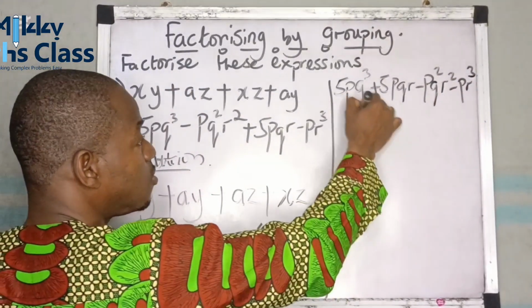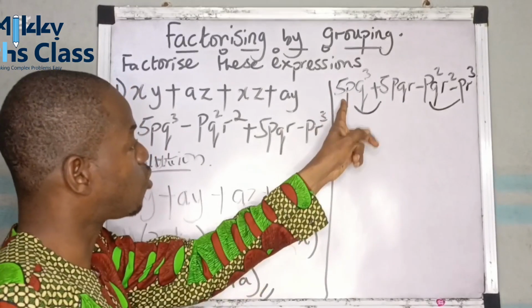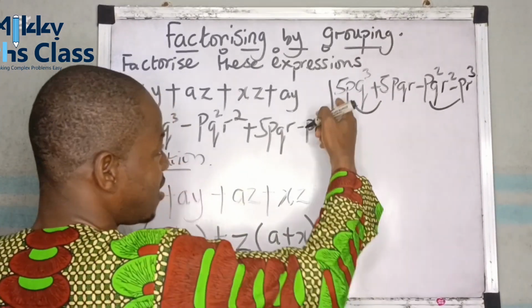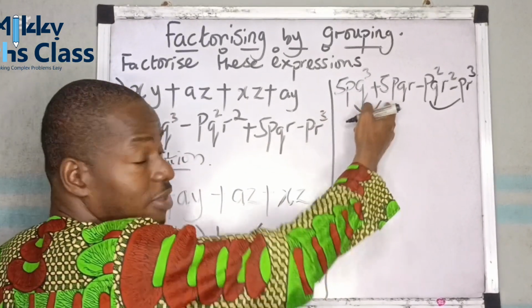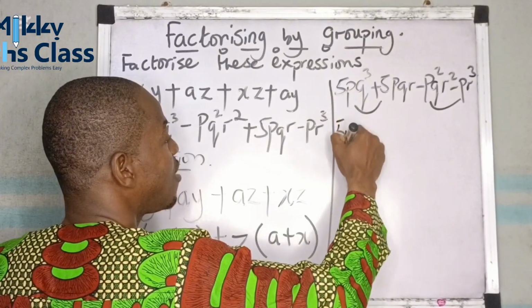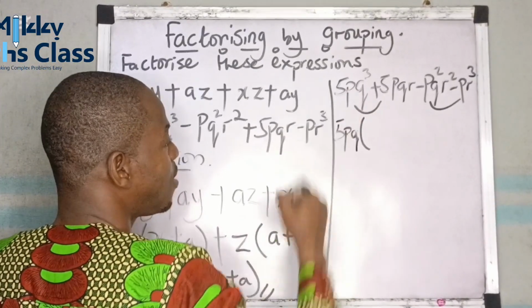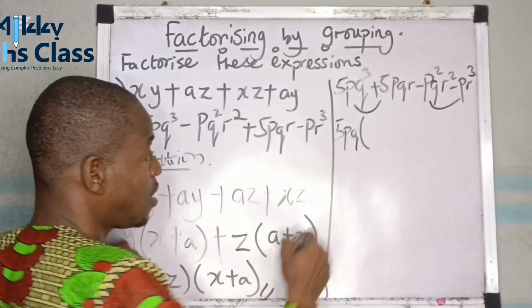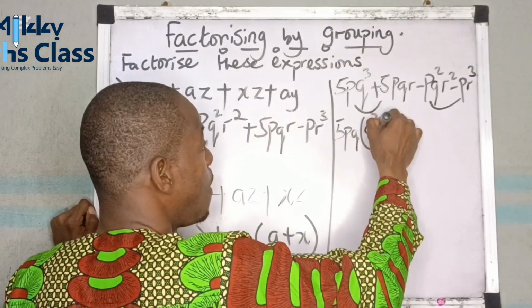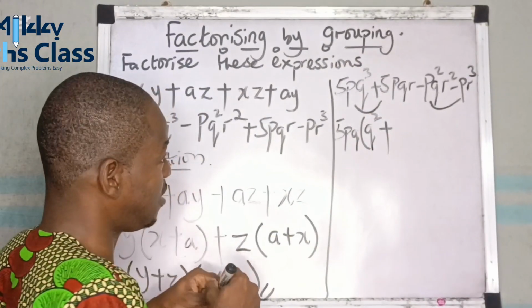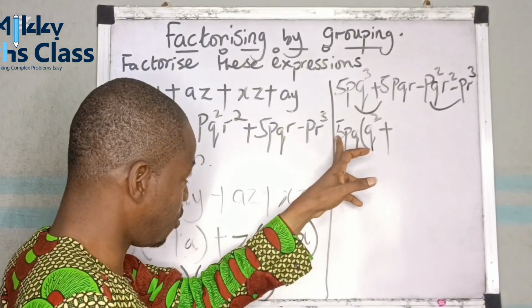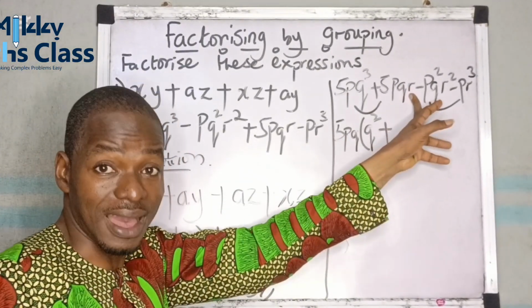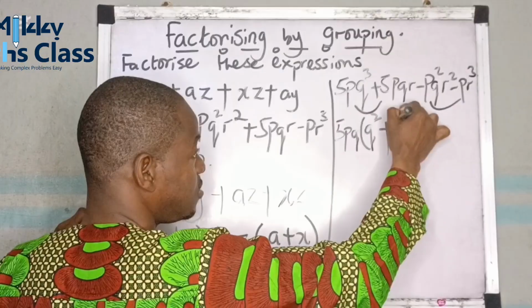Now we are grouping it. Now what is common between these two? I can see my 5p and I can see 1q there. So I bring it out. 5pq into bracket. What is left here? That's q to the power of 2. So that's q to the power of 2 plus. Now what is left here? I've already brought out 5pq. I'm left with my r. When you divide it, you are left with r.